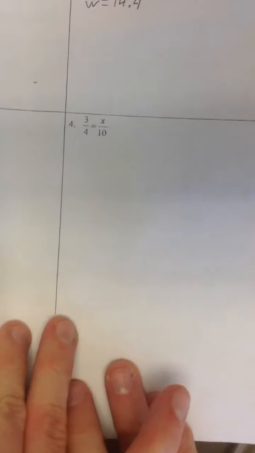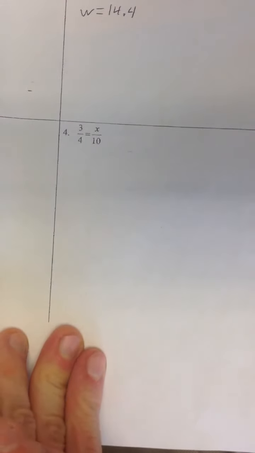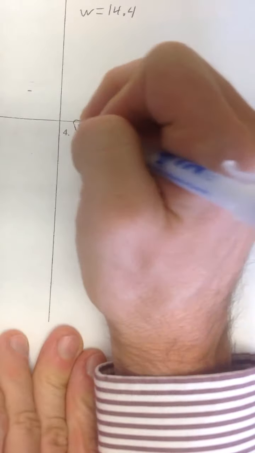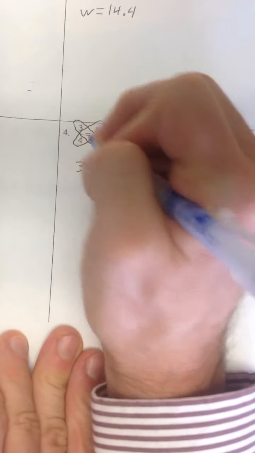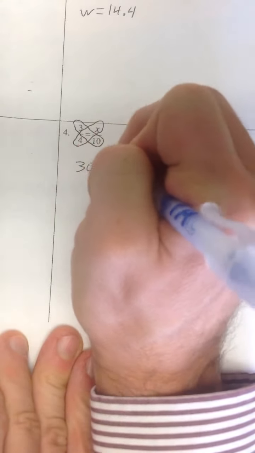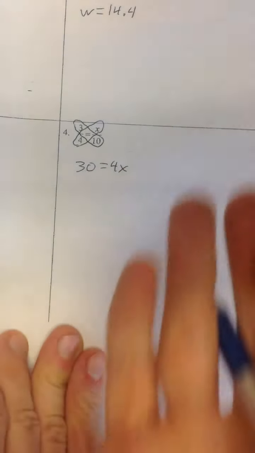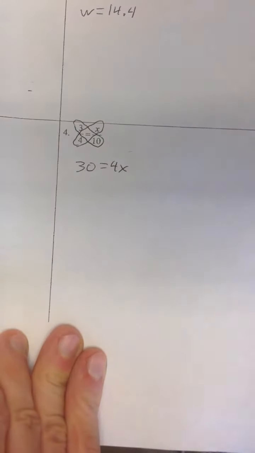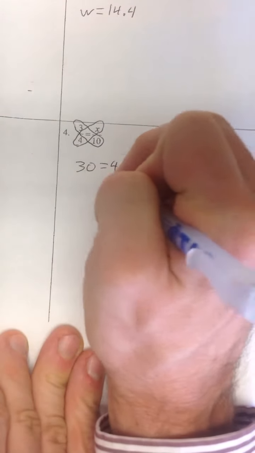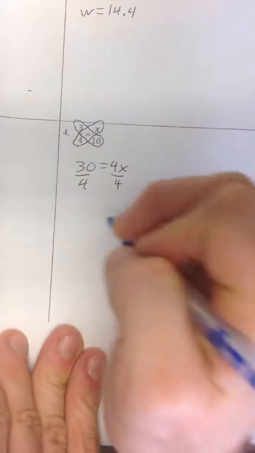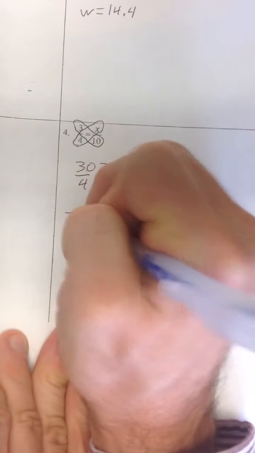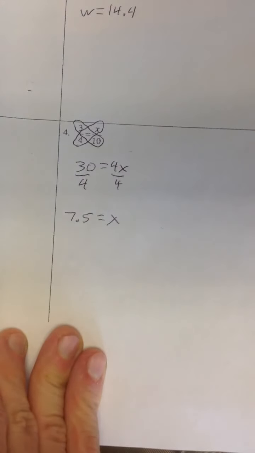Last one on the front here. We've got 3/4 equals x over 10. So again, just cross multiply. Cross multiply. 3 times 10 is 30 equals 4x. Again, it doesn't matter what side I put each of those on. I could have had the 4x on the left and the 30 on the right. Doesn't really matter. It's your choice. Divide by 4. Divide by 4. X is going to equal 7.5. All right, so that's the front.